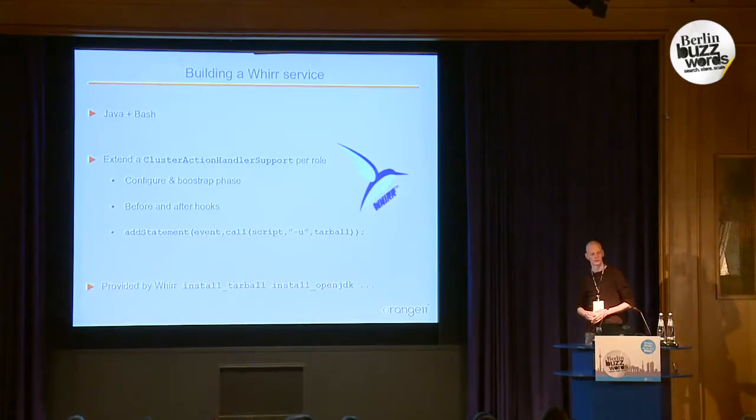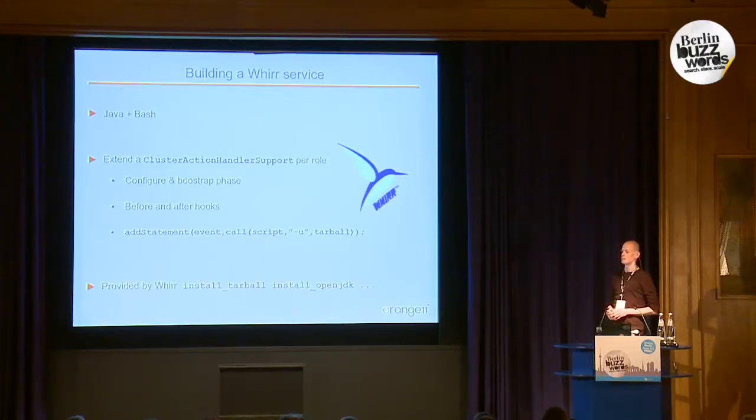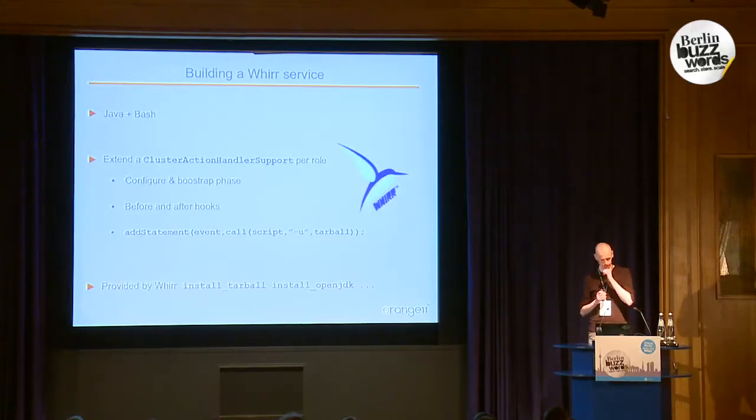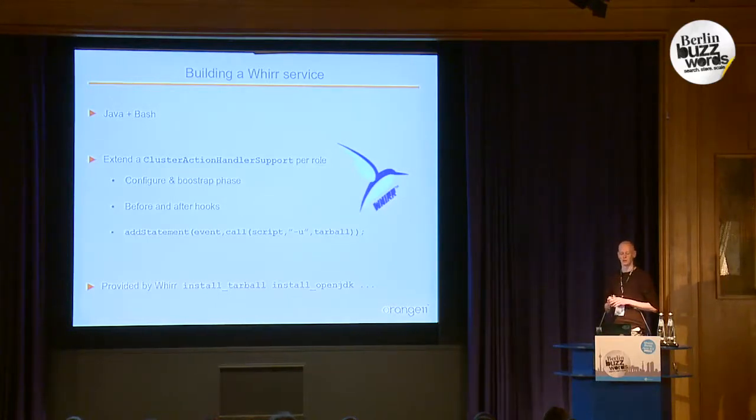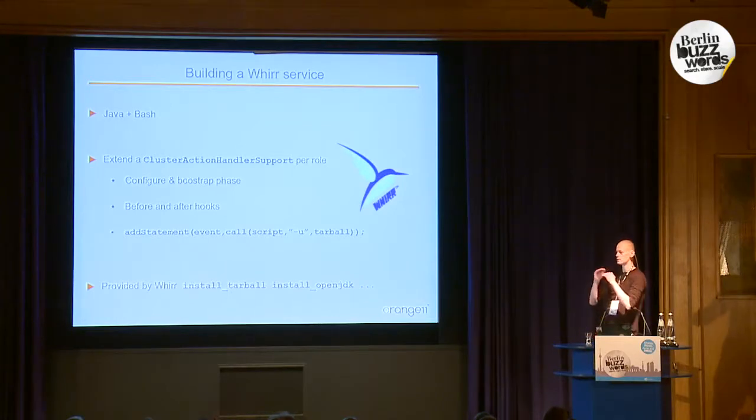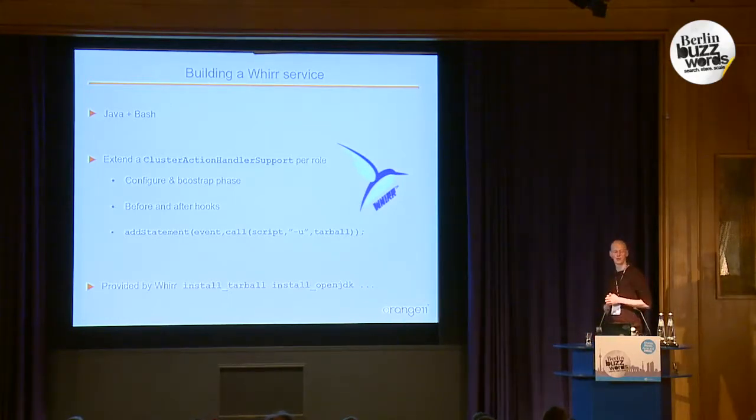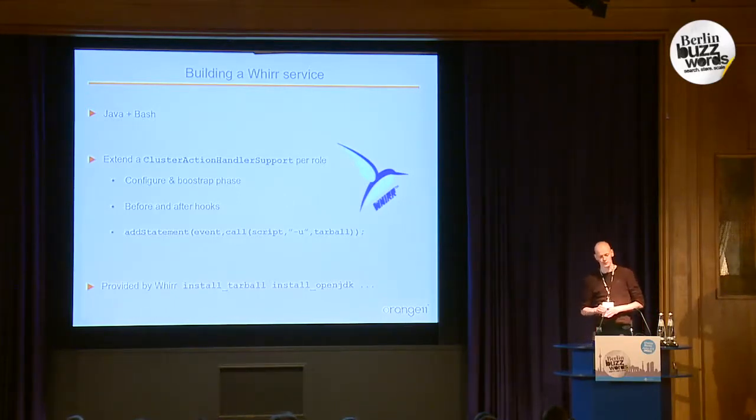OK, so how does a Whirr service actually work internally? It basically uses Java and Bash scripts. Whirr has several phases, a bootstrap phase and a configure phase. First, it runs the bootstrap phase on all the instances in the cluster, and then the configure phase on all the instances in the cluster. And the idea is that you can hook into these phases at a certain point by overriding methods in, in this case, the cluster action handler support. So you have to figure out, if you want to build a service, at what point you want to install the software or start the software or make some final changes in the configuration.